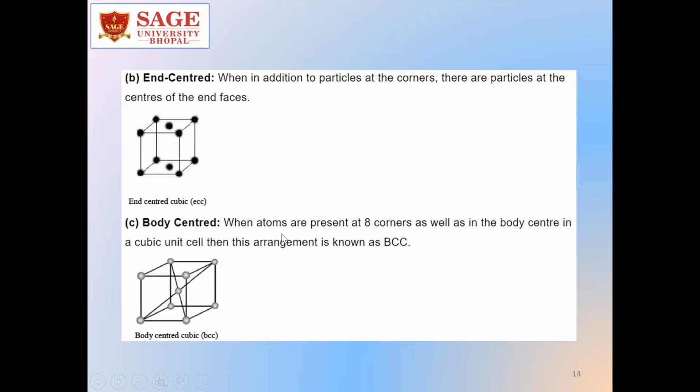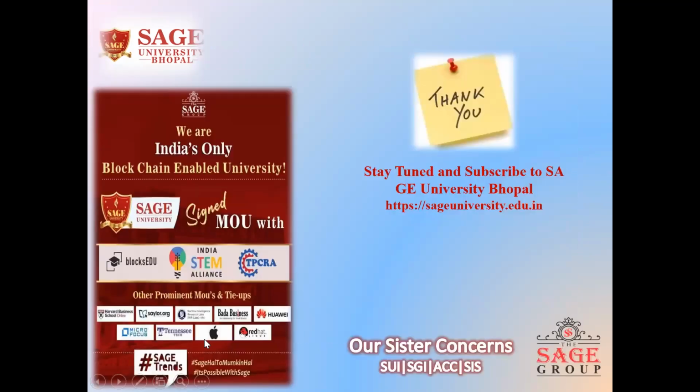What is body-centered? Body-centered is when the atoms are present at 8 corners as well as in the body center of a cubic unit cell. Then this arrangement is known as body-centered cubic lattice. Okay, so this was all about the crystal systems, 14 Bravais lattices and 7 crystal systems. Thank you.